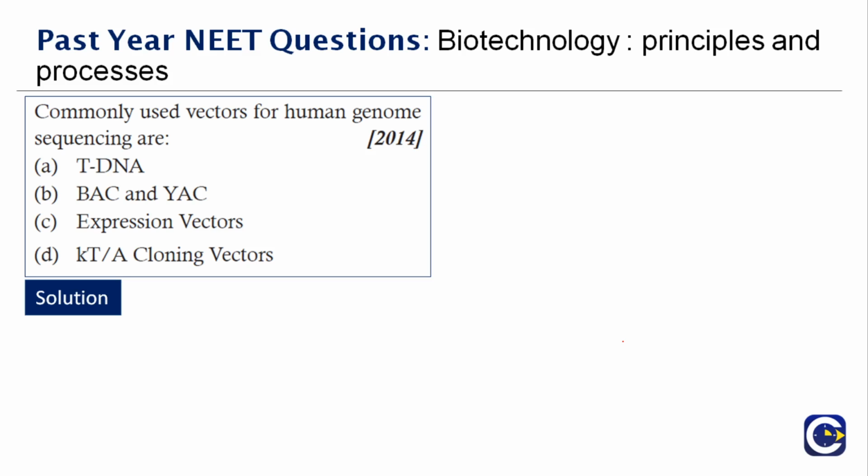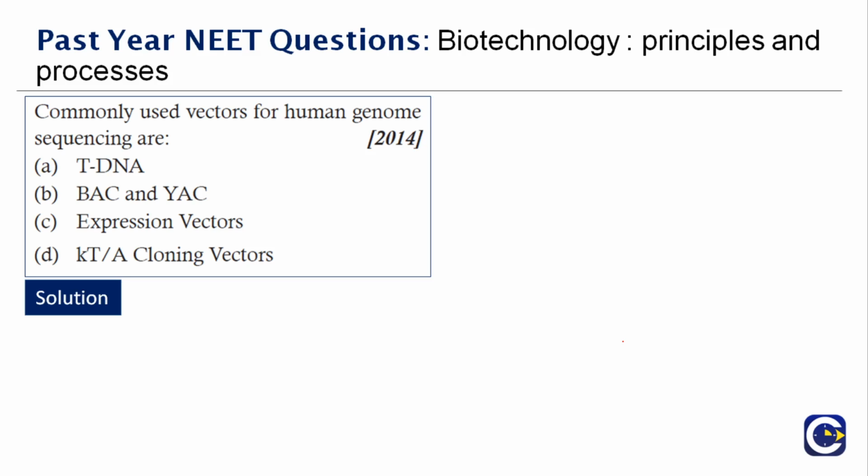You determine the complete DNA sequence of an organism's genome at a single time. This requires sequencing of all the organism's chromosomal DNA as well as the DNA contained in the mitochondria. That is, for mammals or for animals it is in the mitochondria. For plants it will be in the chloroplast, right?